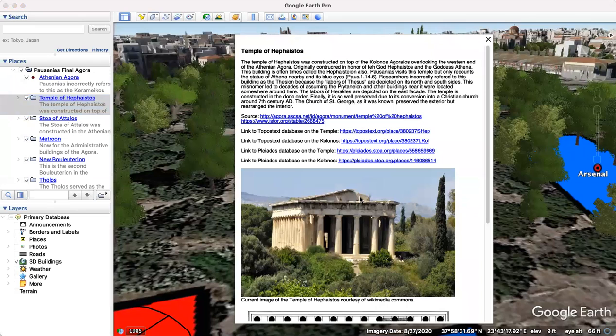It was originally constructed to honor the god Hephaestus and Athena as well. Now, some people also refer to this as the Hephaestion. Pausanias referred to this very briefly in his travels. And because of it being so well preserved, we still have information from the facades on the building.